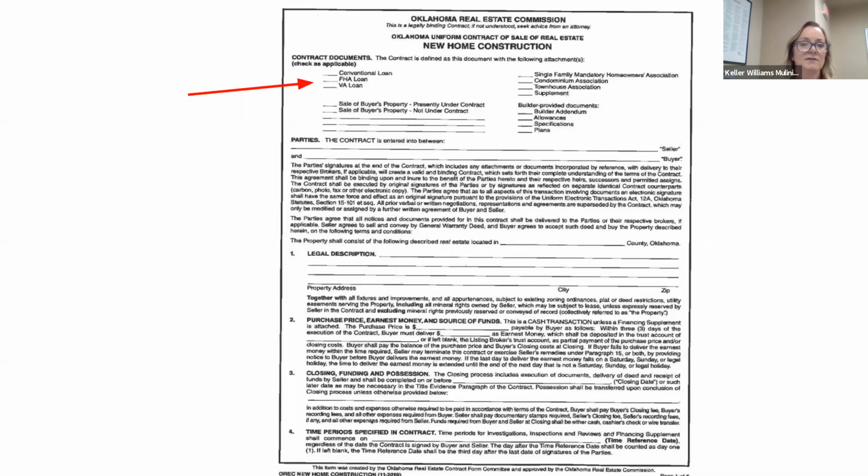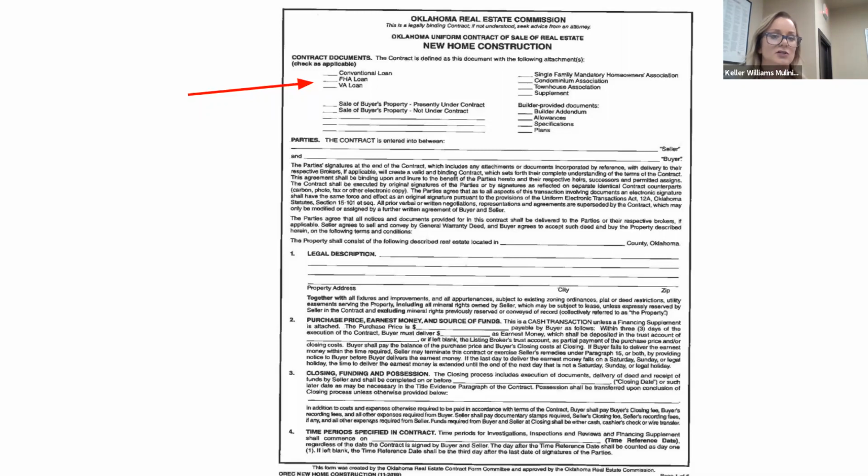So are they using conventional, FHA, VA? If the house is not finished, maybe you're just talking to the builder about putting together a building plan. So you're always going to start on a home that has not been built yet with a construction loan type contract. Construction loans will always convert to a different type of loan upon completion.